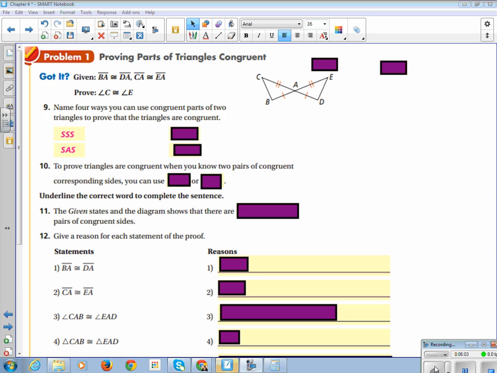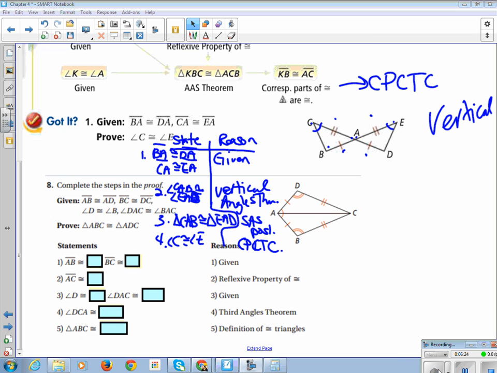We can prove it by side, angle, side. Prove it by angle, side, angle. And we can prove it by angle, angle, side. Those are the 4 triangle congruence postulates we can use to prove that triangles are congruent.